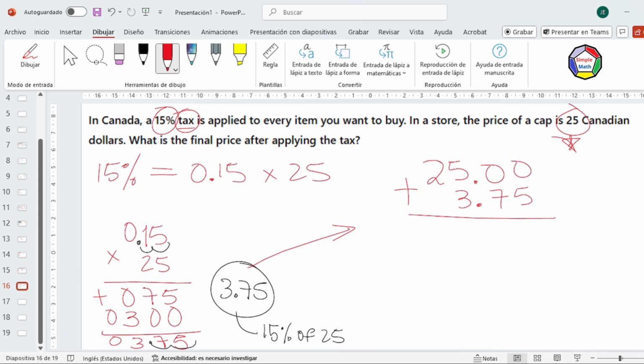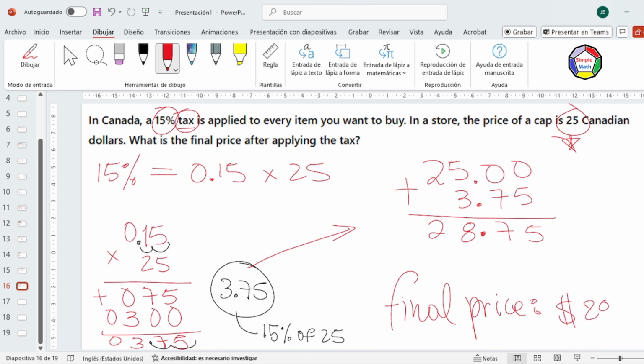So here I will add a 0 here. 5 plus 0, 5. 7 plus 0, 7. Decimal point goes below decimal point. 5 plus 3, 8. And 2 plus 0, 2. So the final price, this is going to be my answer. The final price after applying the tax is 28.75 Canadian dollars. And that's the way I solve these kinds of exercises.